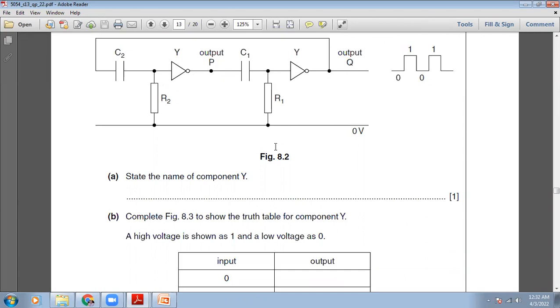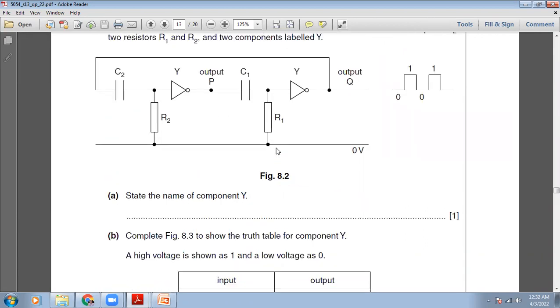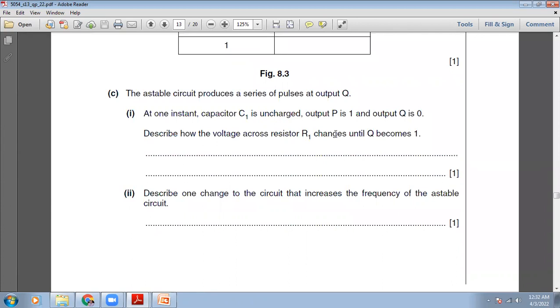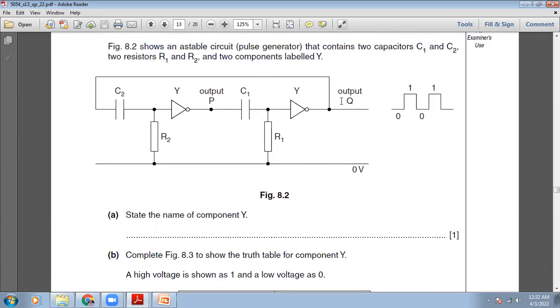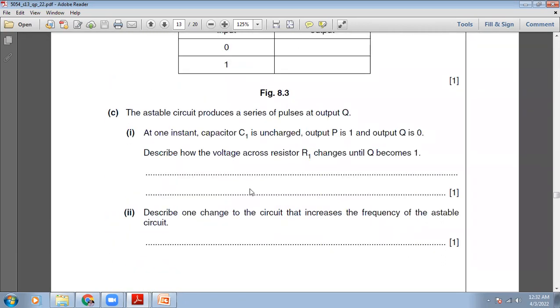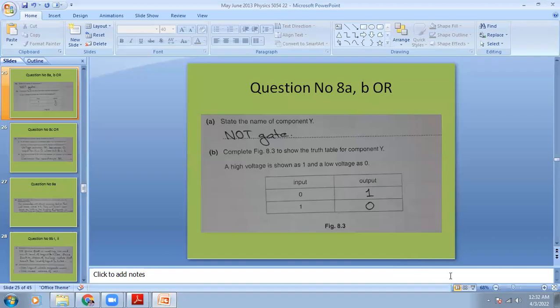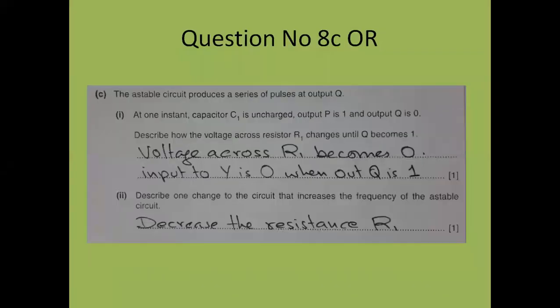Okay. So the question is, when the output is 1, the input here will be 0. So this is 0 volt. This will be also 0. So the voltage drop here will decrease when it will become 1. I don't know if you have understood or not. I will try to explain again. Voltage across the R1 becomes 0. Input to Y is 0 when the output Q is 1.